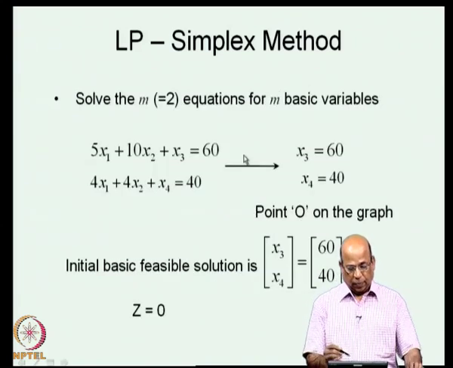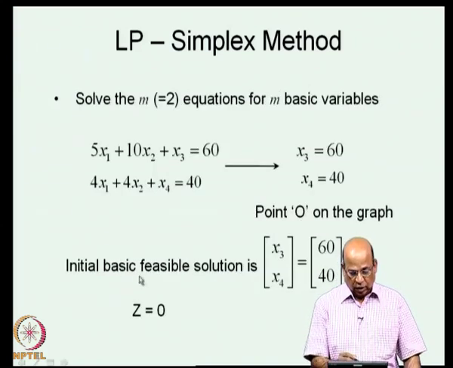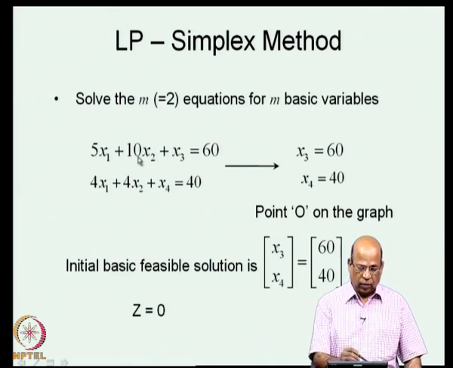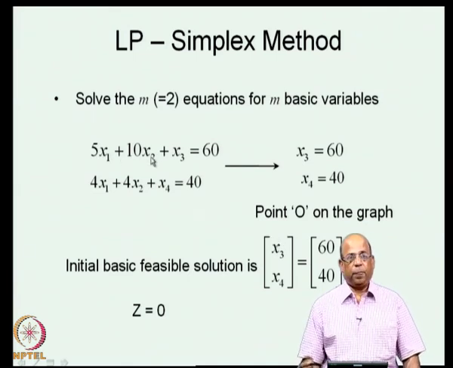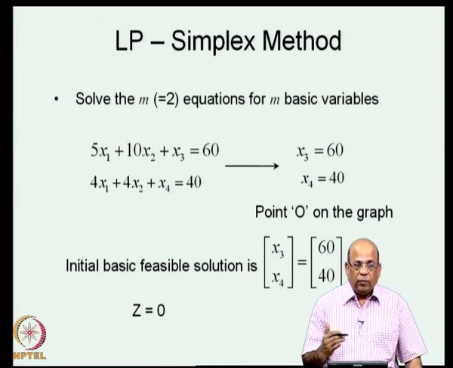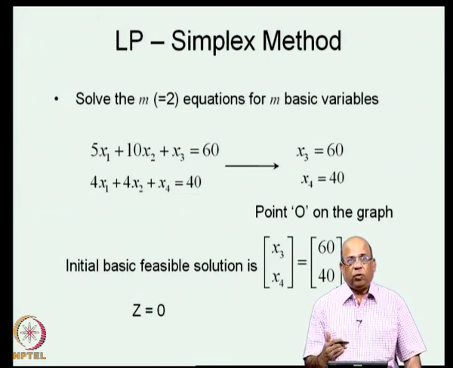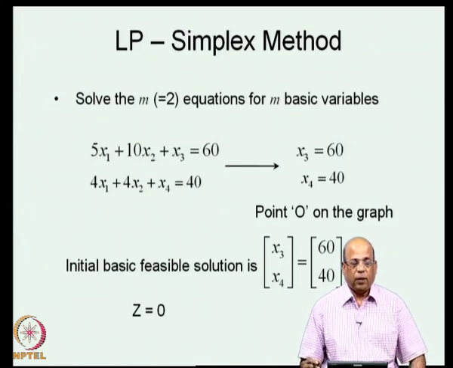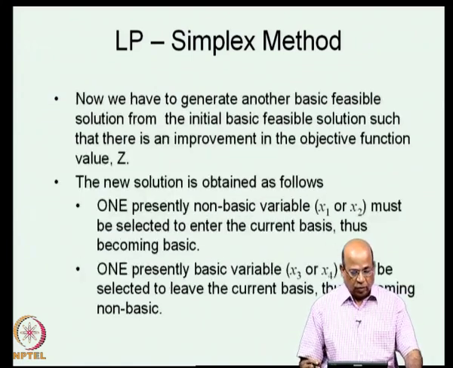Okay, now, the initial basic feasible solution is obtained by setting the original variables x1 and x2 to 0. That's how we obtain the initial basic feasible solution. Starting with this initial basic feasible solution, we should move to the next basic feasible solution. How do we do that?